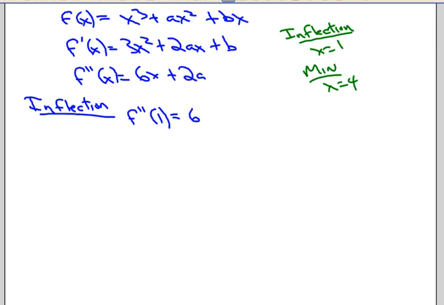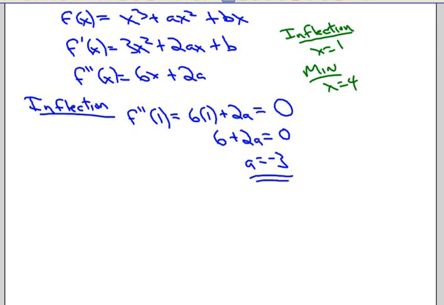So I'll put 1 in for x, 6 plus 2a, and my second derivative should be 0 when x equals 1. So as I solve this, I get 6 plus 2a equals 0. Solving that, I'm going to get a equals -3. That should be the inflection point. We will check this at the end and make sure that truly is. But again, we had no other options on here, so this better work out.